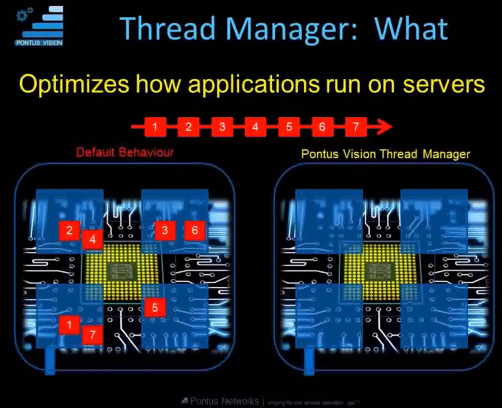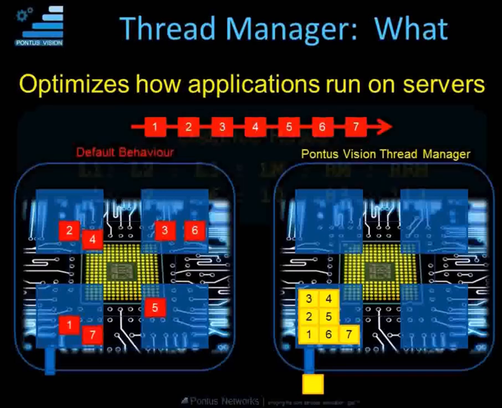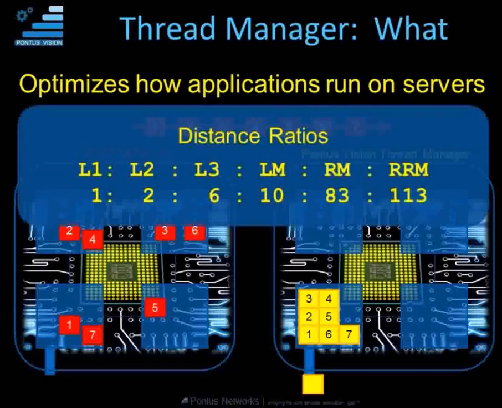Thread Manager solves this problem by constantly analyzing communication patterns between threads and, in real time, rearranging the threads so there are fewer jumps between CPUs and also as little context switching as possible. Now that really speeds up the applications, but at the same time it reduces the number of cores you're using in the system. The distance ratios within a single server, depending on where your cores are sitting, can vary dramatically, and that's what we're trying to optimize here.